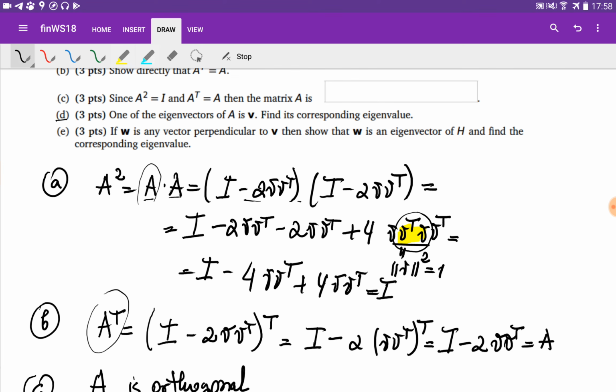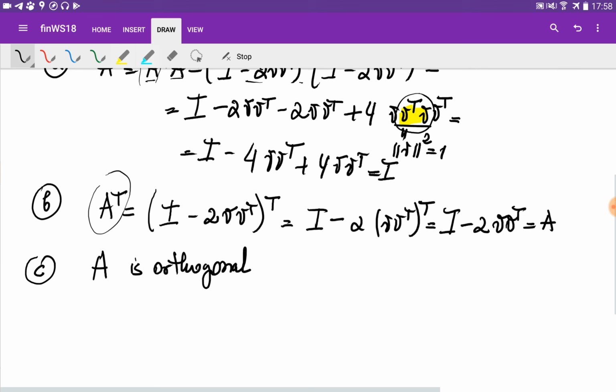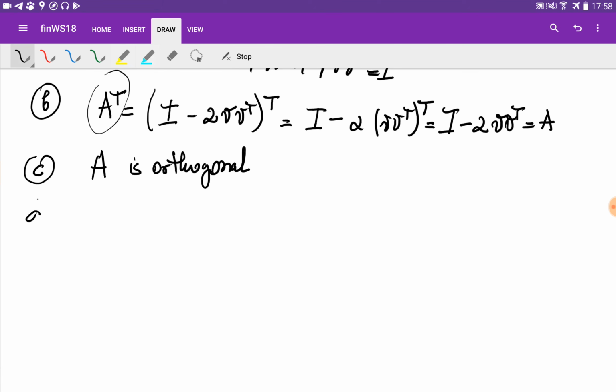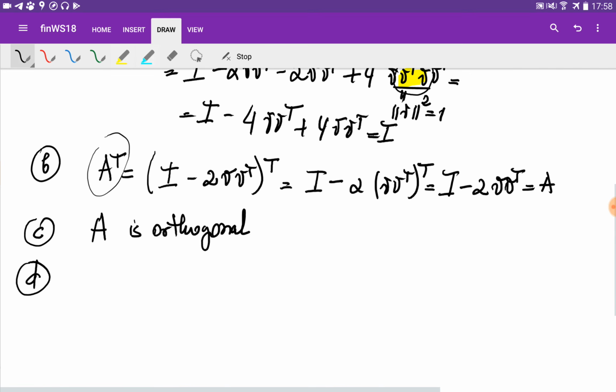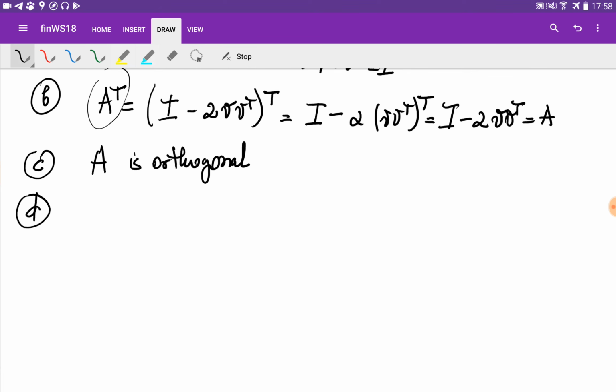So in part D, it is stated that the vector V, which is here in the definition of the A matrix, is one of its eigenvectors. We need to find its corresponding eigenvalue. So the eigenvalue problem can be written as A V equals lambda V, right? So if V is the eigenvector of A, we need to find the value of lambda.